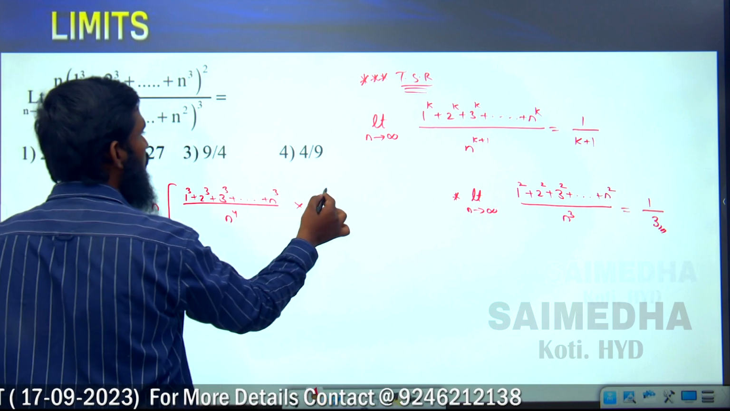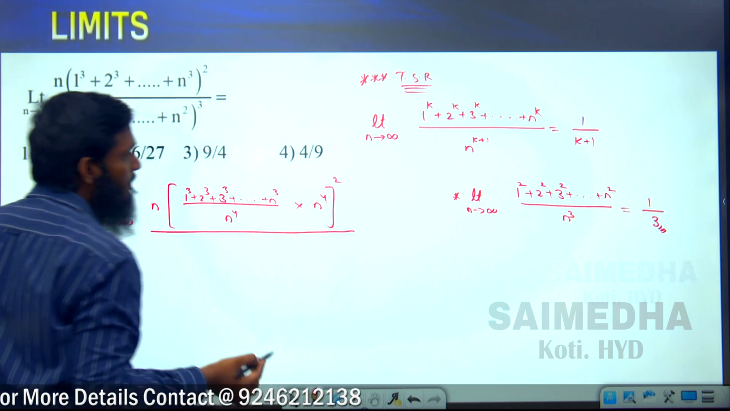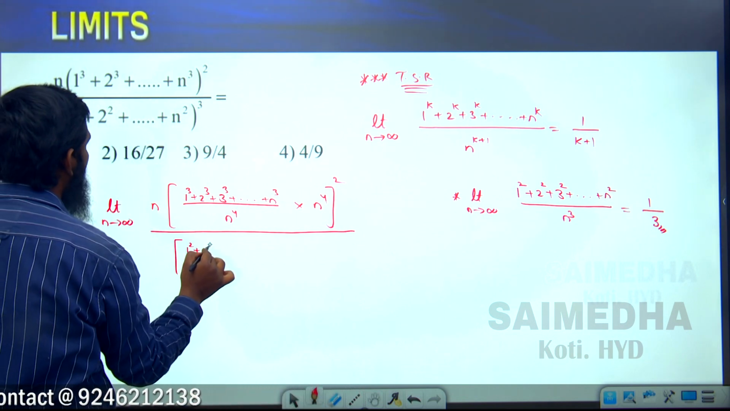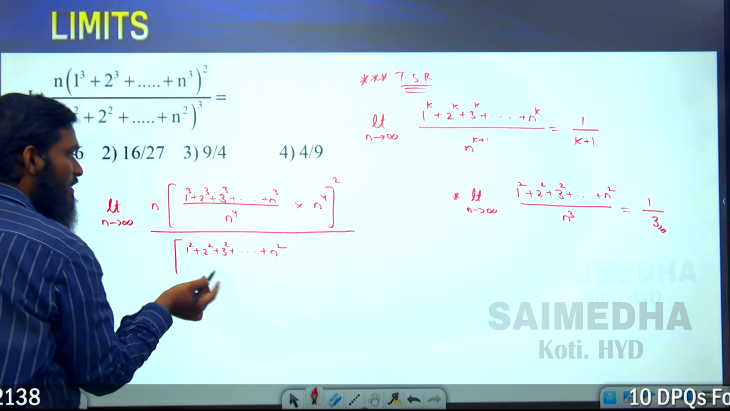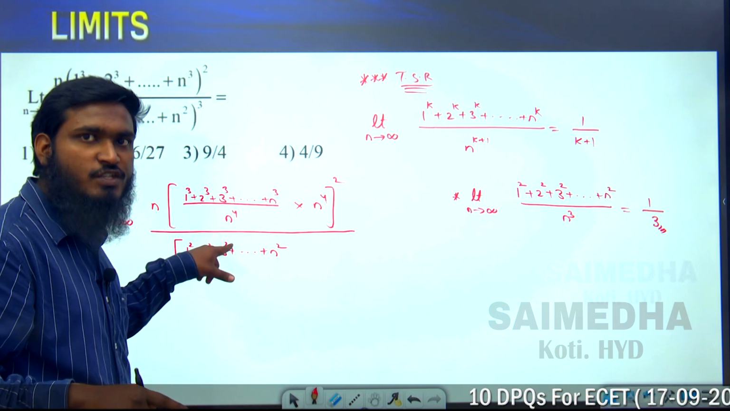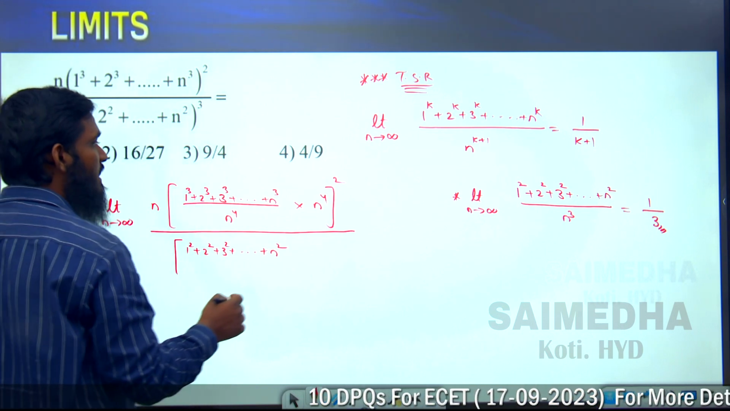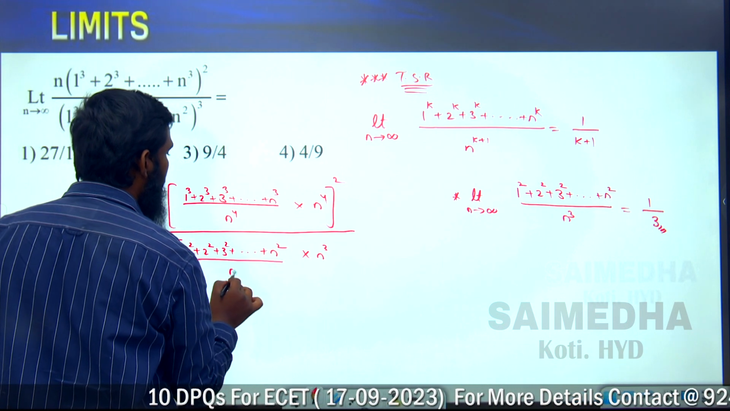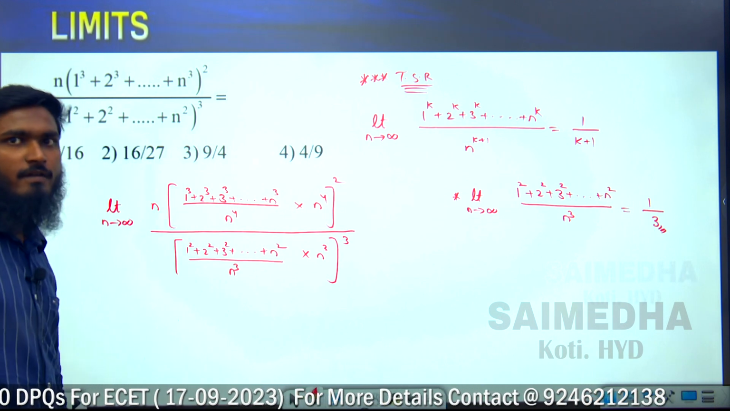Then for this we have the whole square. Next, divided by 1 square plus 2 square plus 3 square plus so on up to n square. For this, what should the denominator be? The denominator should be n cube. If the power is 2, the denominator power should be 3, but we don't have that. So again we take the assumption, multiplying by n cube divided by n cube. This part we have taken.